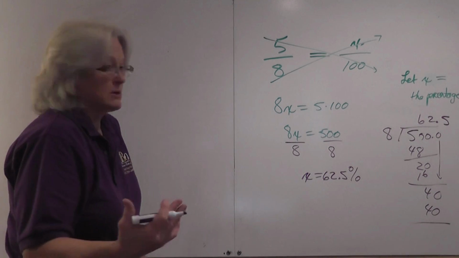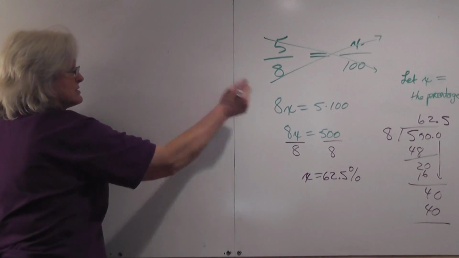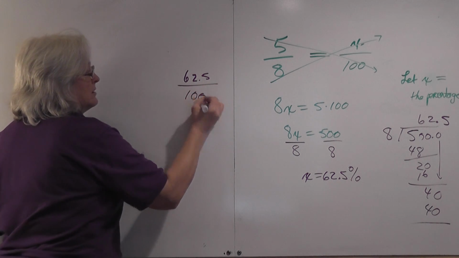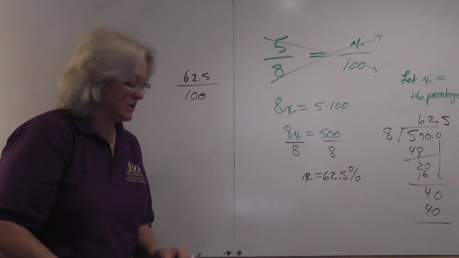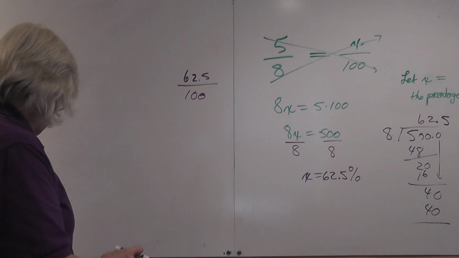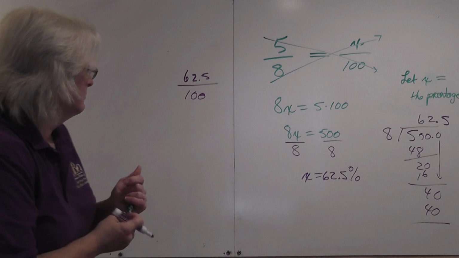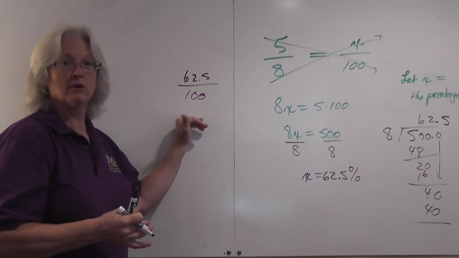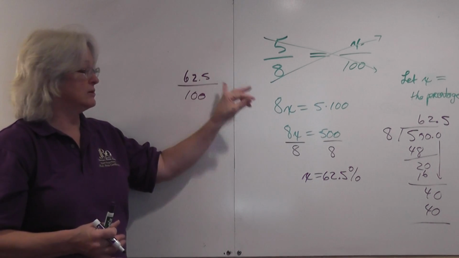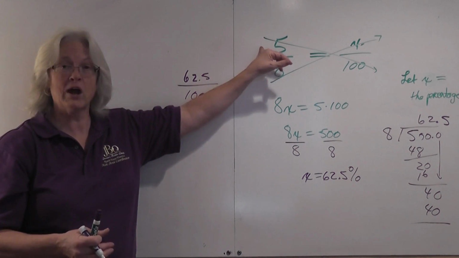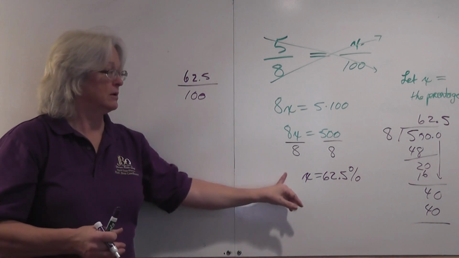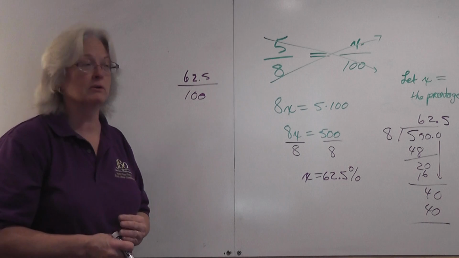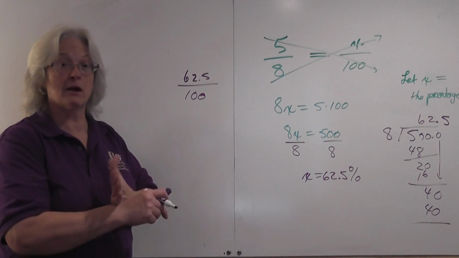Now let's look at what this actually is over the denominator. This says that x is 62.5 over 100. We know that when we have a ratio or fraction written over 100, the numerator is the percentage. So we have that the fraction, 5/8, is another way of representing 62.5%. We calculated that by setting up a proportion.